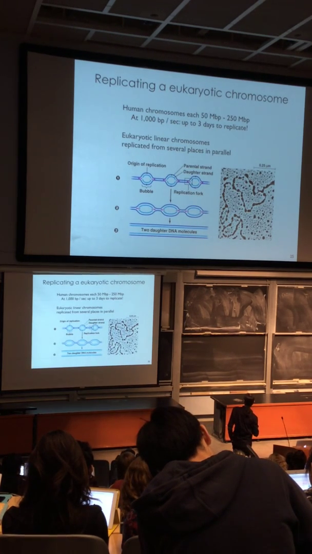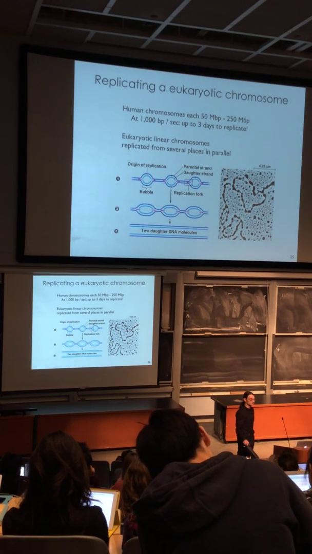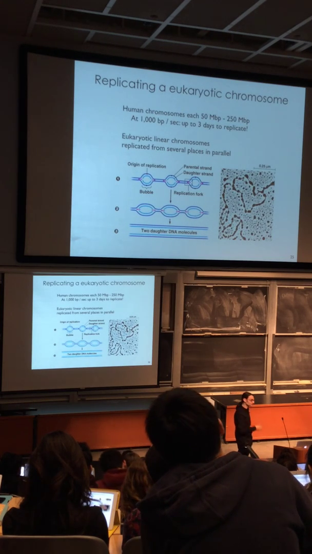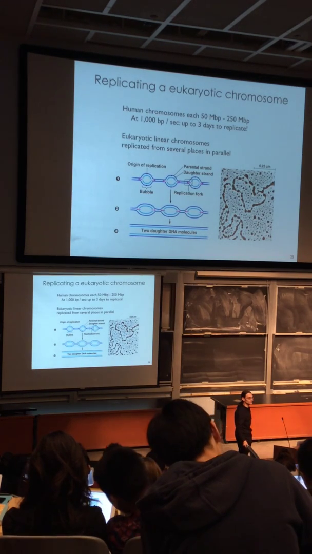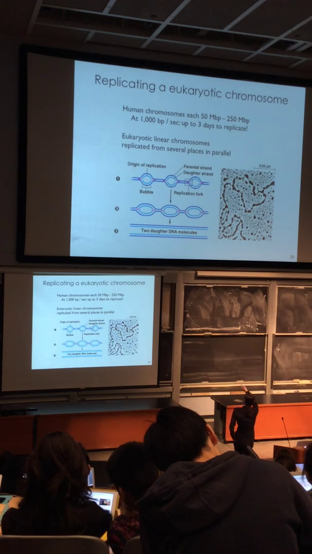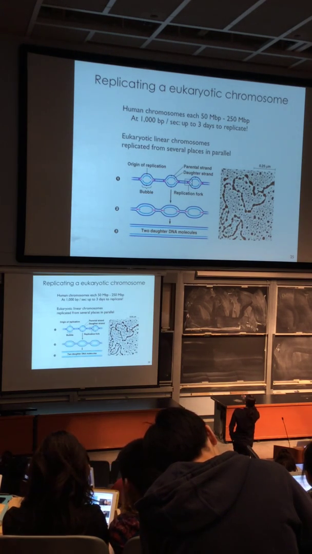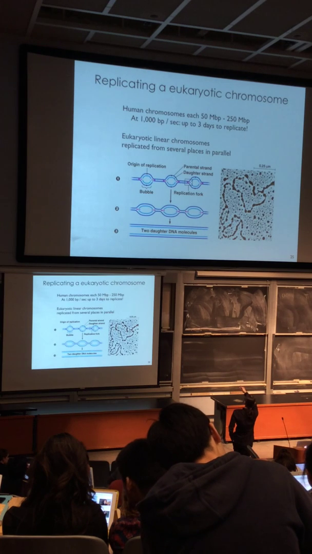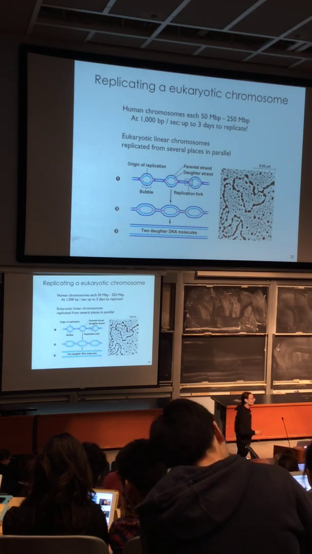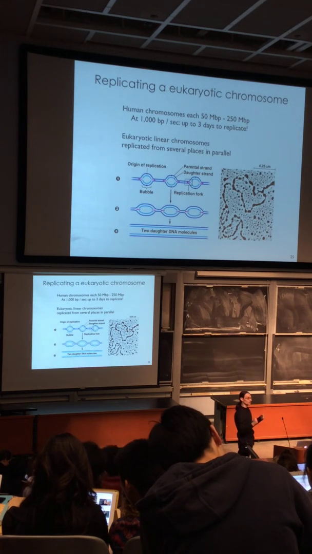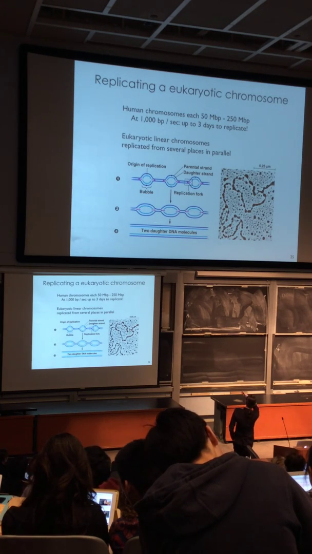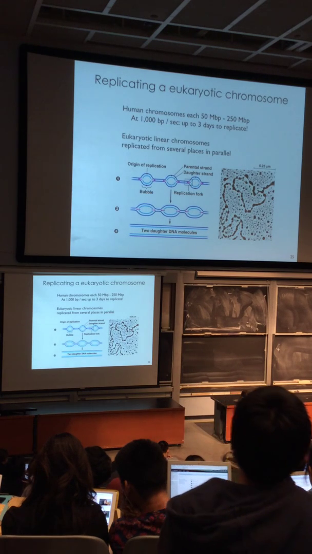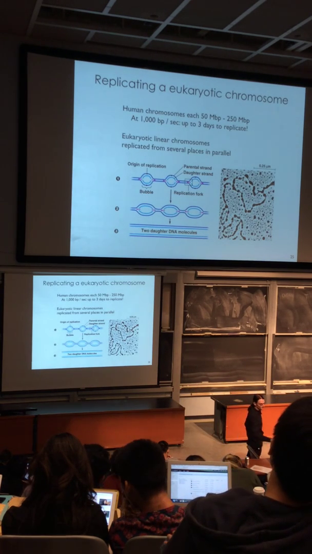In fact, eukaryotic linear chromosomes are replicated from several places at the same time. They have many origins of replication, places where replication begins, and you get these replication bubbles with the fork at each end moving away from the origin of replication. These spread out eventually. These two replication forks run into each other, complete replication, and there's some ligation that happens to connect these newly growing strands, and eventually you end up with two completely replicated daughter molecules.